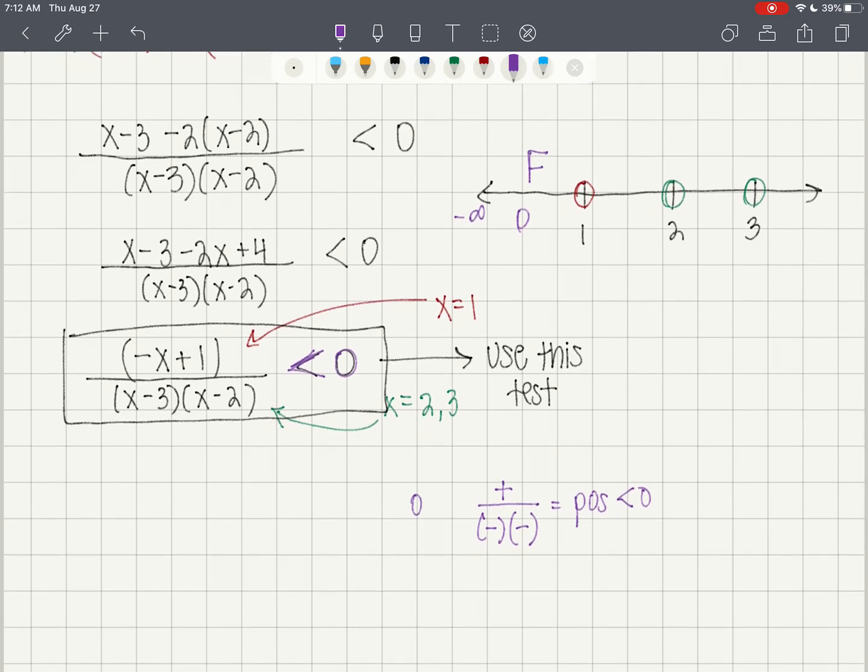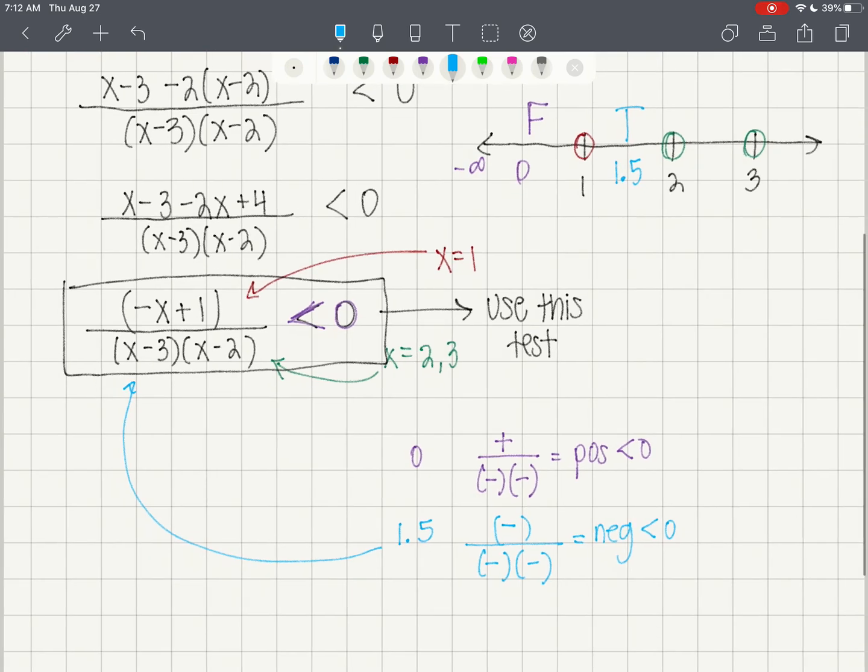Now let's try 1.5. So I might run out of colors here. I'm going to try to be creative. 1.5. So if I try 1.5, remember I'm coming back here. Negative 1.5 plus 1 is negative over 1.5 minus 3, that's negative. 1.5 minus 2, that's negative. A negative over a positive is a negative, and a negative is always less than 0, that's true.